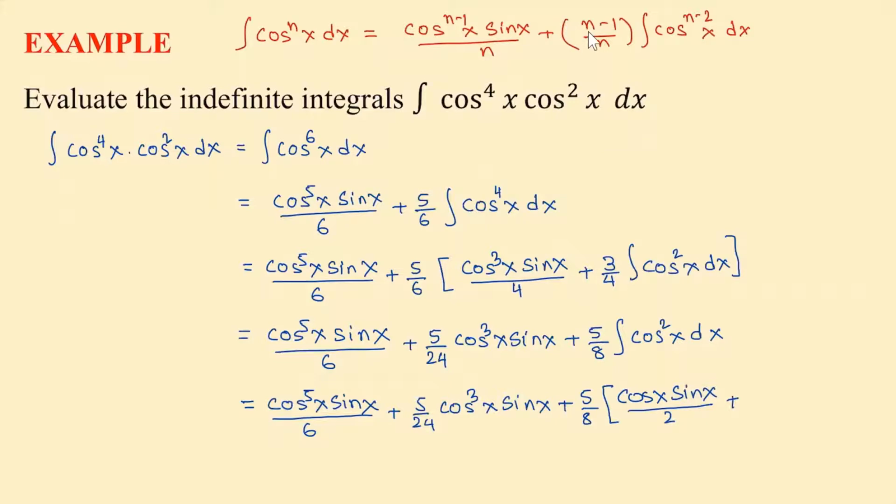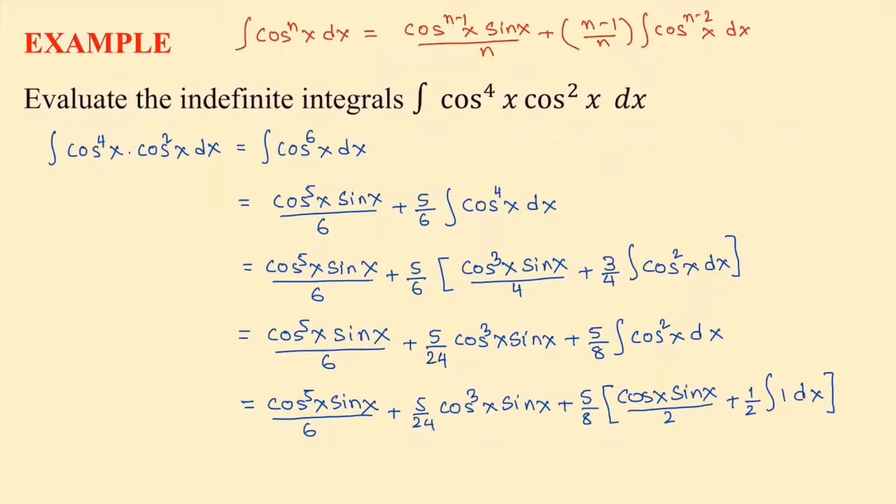Then plus n minus 1. We have 2, so 2 minus 1 is 1, over n, which is 2. Then the integration of cosine raised to n minus 2. Now n is 2, so 2 minus 2 will be 0, cosine to the 0. Cosine to the 0 is 1, so it will be 1 dx. If you use the power rule or indices, when the power is 0, the value of the cosine will be 1.